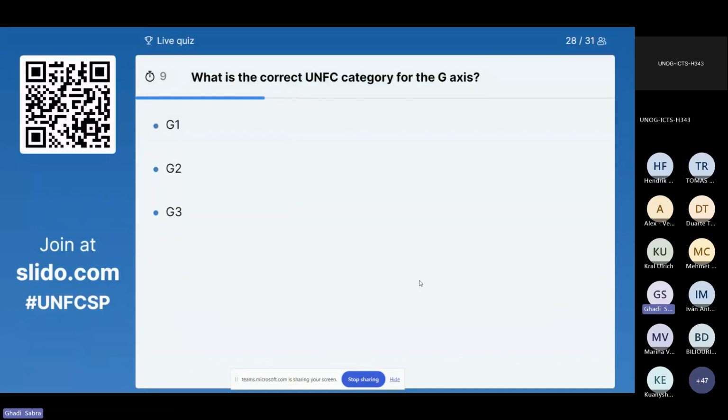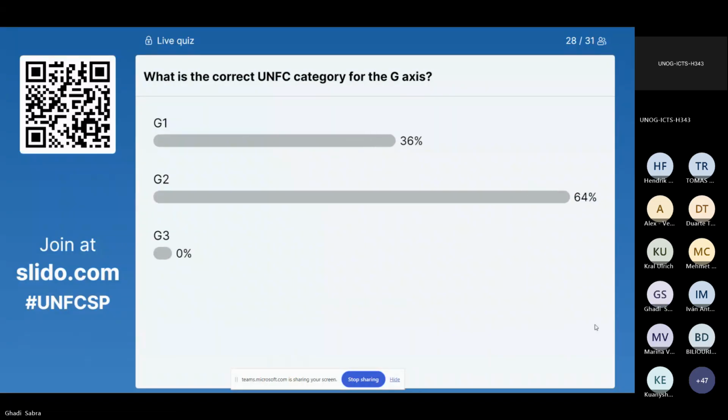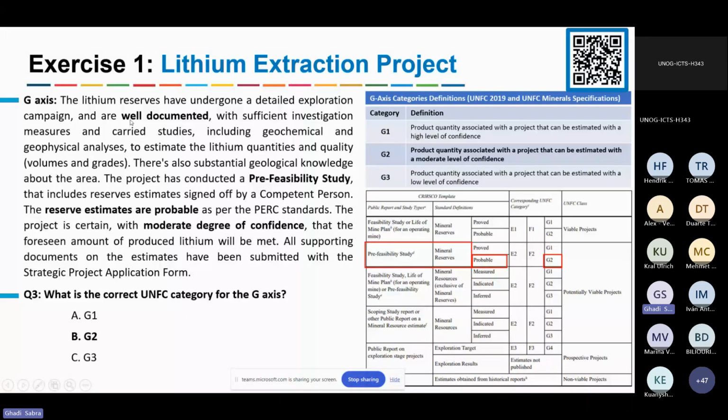Ten more seconds. The majority answered G2, and in that case, the correct answer is G2. So following the information and the bridging document here, we see that we're in the pre-feasibility phase. We're talking about mineral reserves rather than resources, and are probable. So the equivalence in UNFC terms is G2.